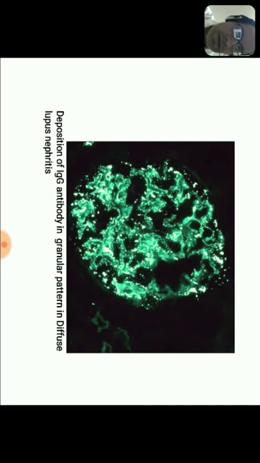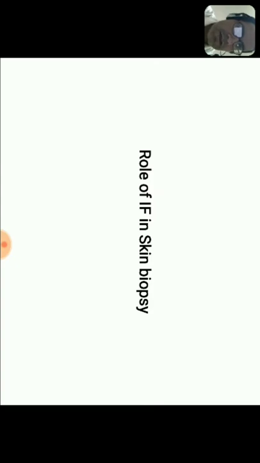Next is a diffuse lupus nephritis patient, that is class 4 lupus nephritis. There's another name for it, which is diffuse lupus nephritis. So lupus has six types, out of which the fourth one is the most common and the most severe one. In this, you can see granular antibody deposition throughout the glomeruli, and in this figure it is IgG antibody.